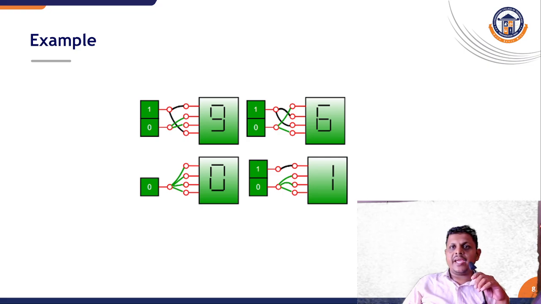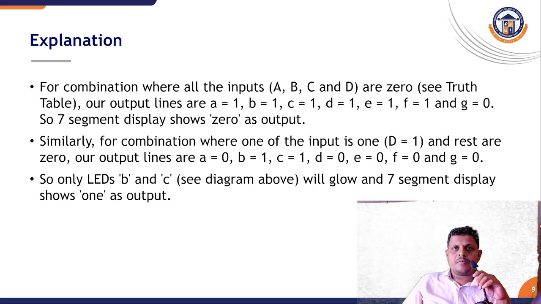For the first example, 9, 1 is applied to A and D, and to the remaining B and C we apply 0. So this is the binary value we are applying as the input, and the output we get is 9. Likewise, 1 is applied to B and C, and 0 is applied to A and D, and we get the output 6. Likewise, all the LED digits can be displayed by using these operations.